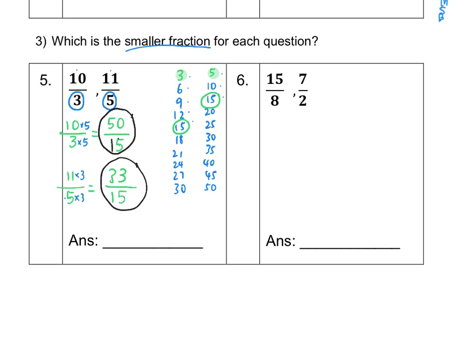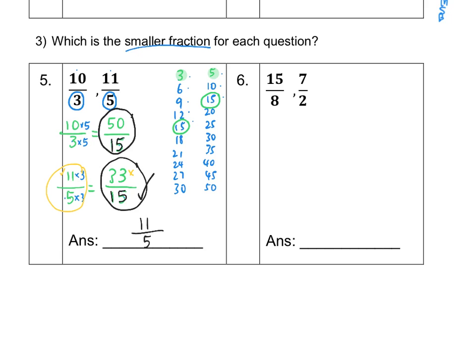Okay, so you are actually trying to compare between these two fractions. Now, because they both have the same denominators, we can start to compare which is the smaller fraction. So 50/15 and 33/15, which is the smaller fraction? 33/15. And when you write as the answer, remember the answer that you write must be from the question. Therefore, we shouldn't be writing 33/15, but we should be writing 11/5. So my answer for question 5 is 11/5.